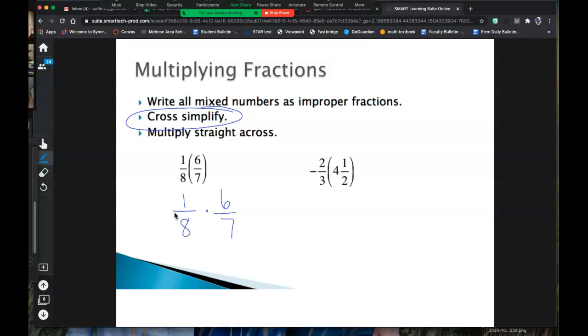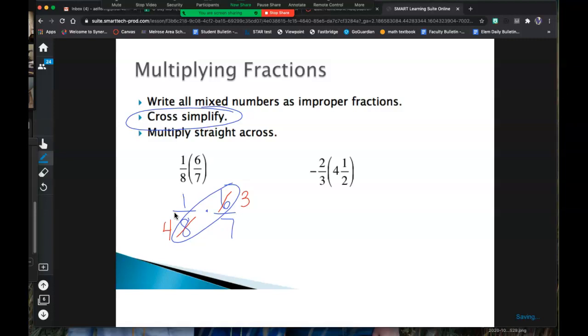Now I look at the 1 and the 7, and I can't divide those by anything. But the other direction, the 6 and the 8, I know that I can divide both 6 and 8 by 2. So 6 divided by 2 is 3, and 8 divided by 2 is 4. So I can do that simplifying ahead of time. And now I multiply. 1 times 3 is 3. 4 times 7 is 28. And there's my answer.